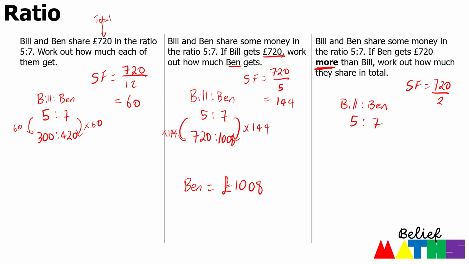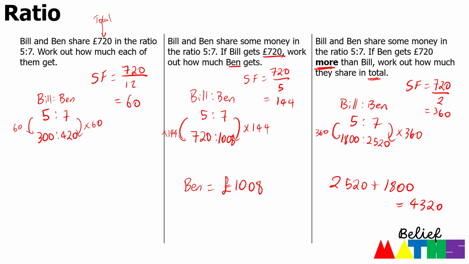So the difference is 2, so that means my scale factor is 360. So then I'm multiplying each of these by 360. So 360 times 5 is 1,800, and 7 times 360 is 2,520. Then it says how much do they work out in total? Again, always go back and read the question again when you think you're finished. So it asks us to work out how much we have in total, which is 2,520 plus 1,800, which gives us an answer of 4,320.